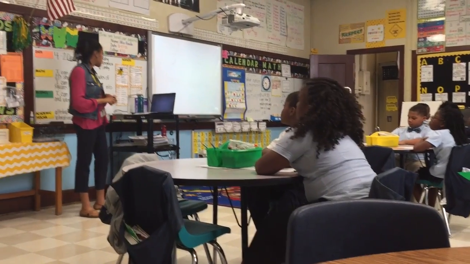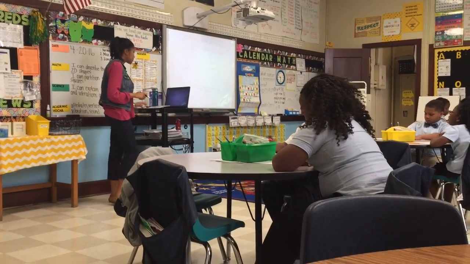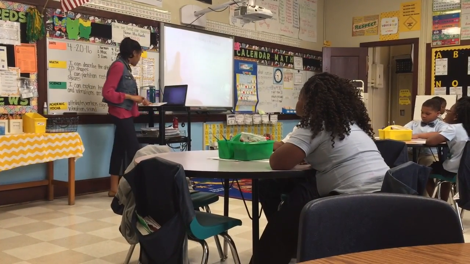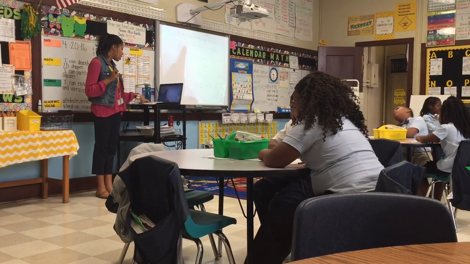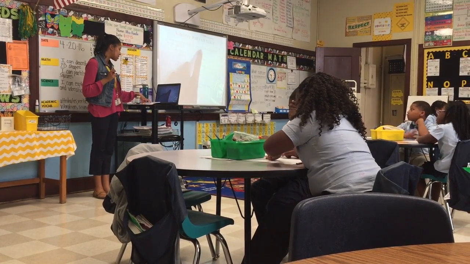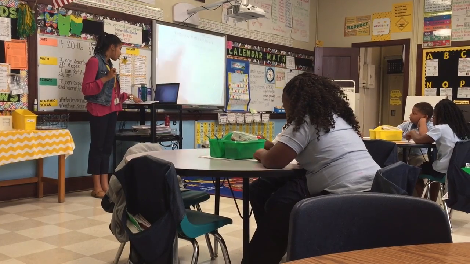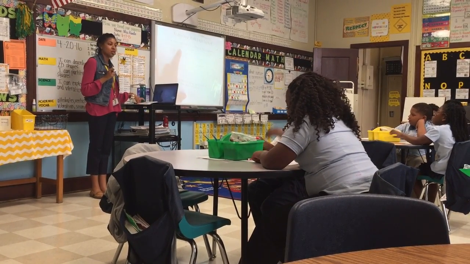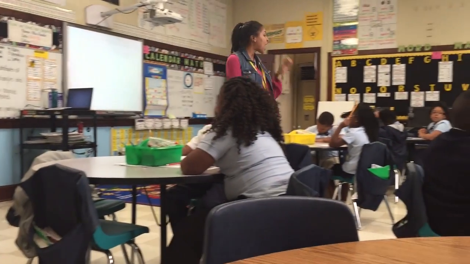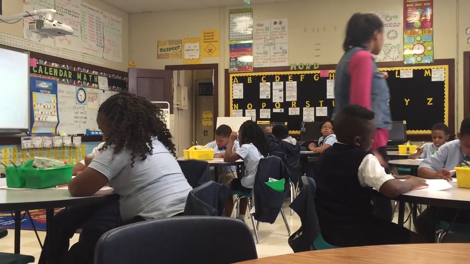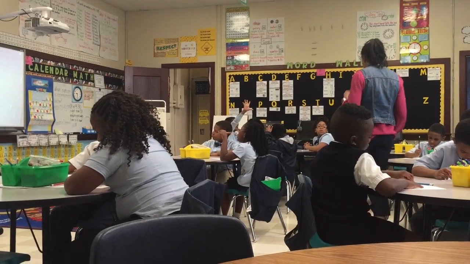Here we go. Let's look at number 1. Let's read it. Finger on that first word. Ready? Go. How many rows and columns is this square partitioned into?